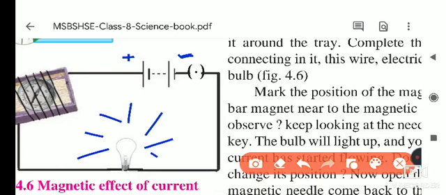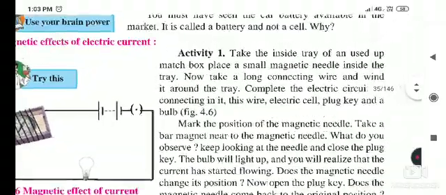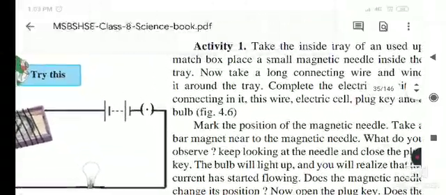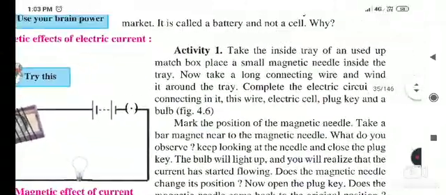At that time, the needle inside deflects, means it changes its position. As you know, the magnetic needle shows the north and south direction, but when the electric current flows through the circuit, the magnetic needle gets deflected. It shows that when electricity flows through the circuit, it creates a magnetic field. Okay, then we will see the explanation of this.